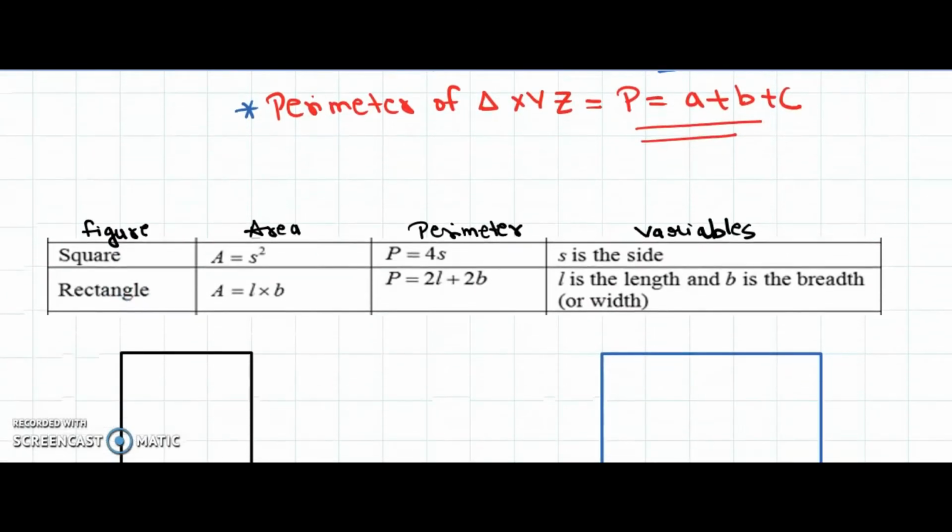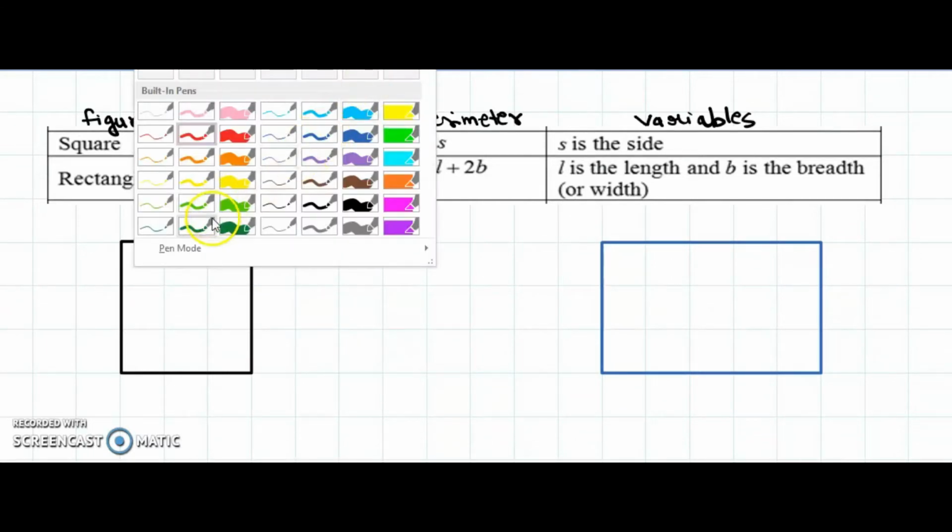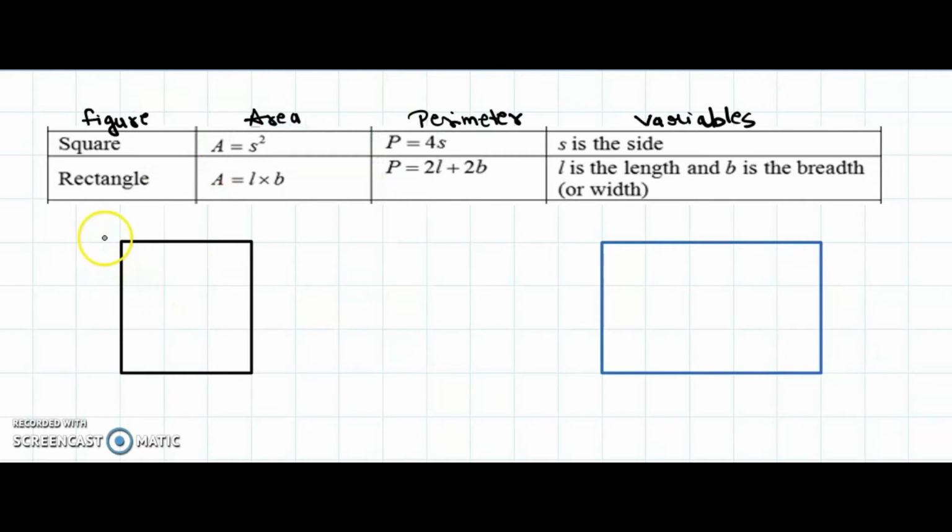Now let us move towards two different figures. The first figure that I have taken is a square. As you all know, a square is a type of geometrical figure which has all sides of equal length. Let us name those sides P, Q, R and S. And let us mark all the sides of equal length as small s, small s, small s and small s, as all the sides are of equal length.